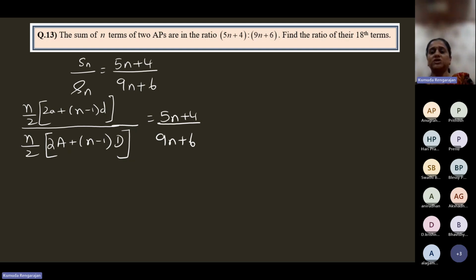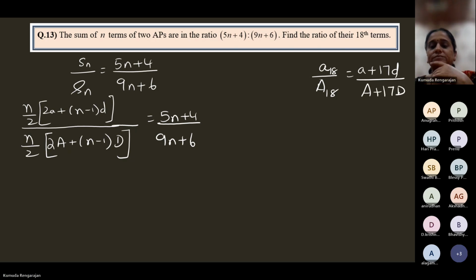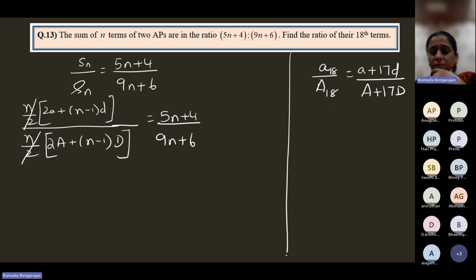Now we'll have to find the ratio of their 18th terms. Okay, 18th terms. So we have to find A18 by A18 like this. The ratio of their 18th terms, which is (a plus 17d) by (A plus 17D). You can cancel n by 2 and n by 2 here. So this is a rough work, okay? We're just trying to understand what to do or how to proceed. So this is what we have to find. We need to find (a plus 17d) by (A plus 17D).